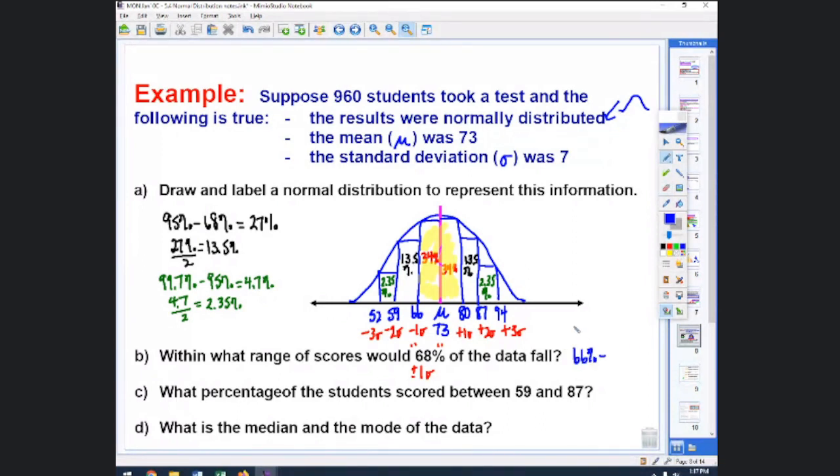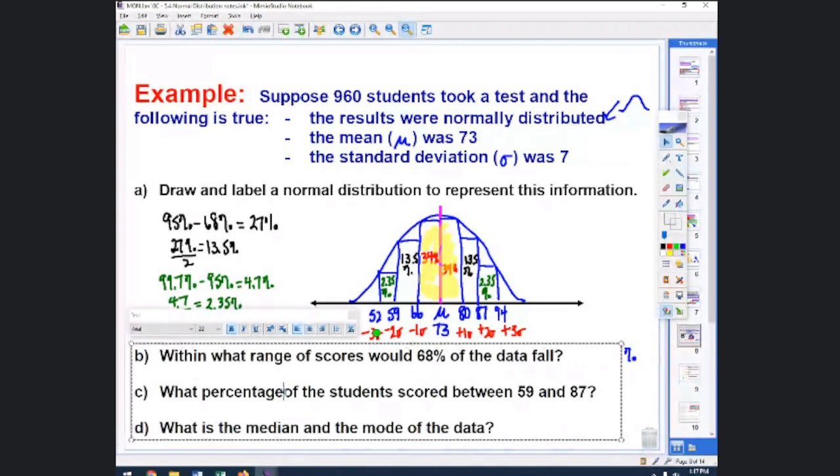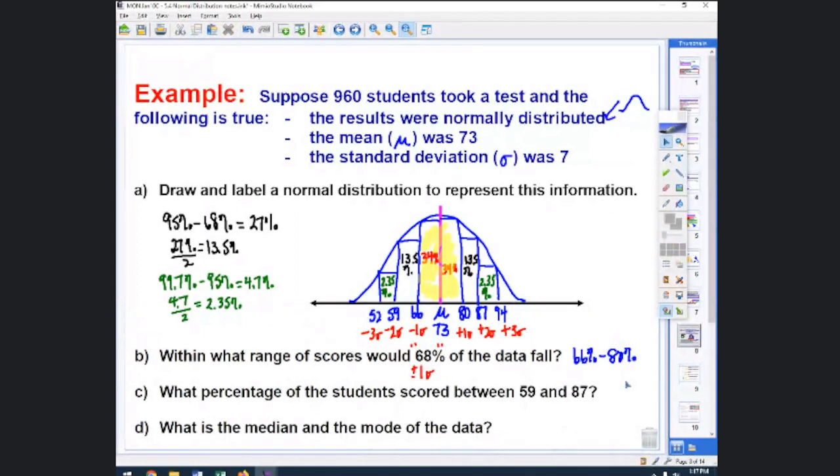And you should always include your units because these are real life applications. Okay, between what percentage it says of students scored between 59 and 87. So I'm going to go up to my graph here and I'm going to source out where do I see 59 and 87? Well, 59 is here and 87 is here. So the total percentage here would be the 34 and 34 and 13 and a half, 13 and a half. So that's 2 standard deviations. So it should be 95%.